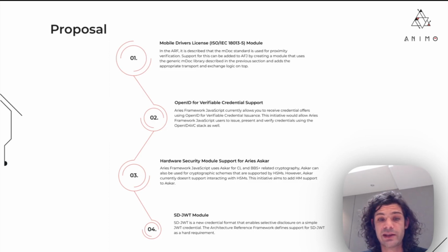Secondly, we have adding support for the OpenID for verifiable credential suite. It's not a standard by itself, but it's a collection of multiple standards. Then we have adding support for the hardware security module. This is a cryptographic requirement stated in the architecture reference framework. And lastly, we have adding support for the SDJWT credential format, which is a relatively new credential format that allows for selective disclosure on JSON Web Token credentials.